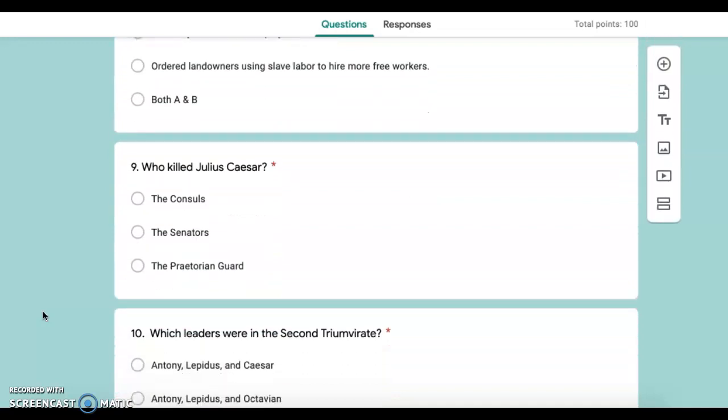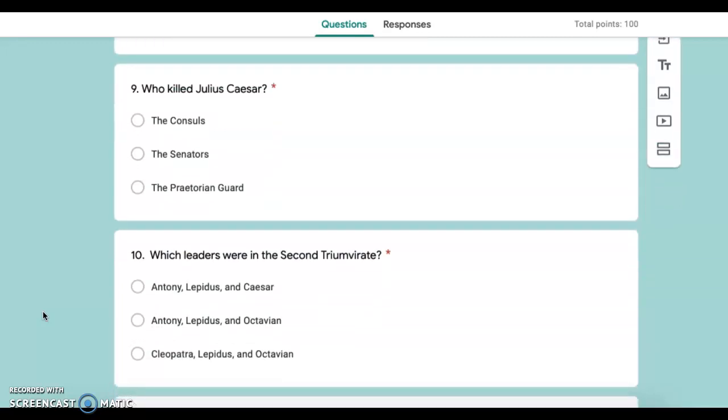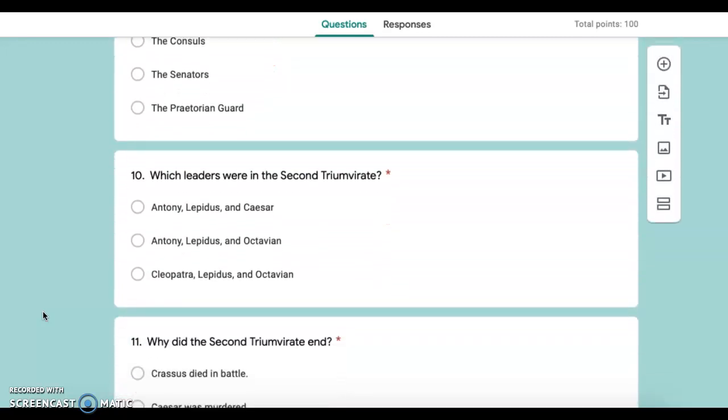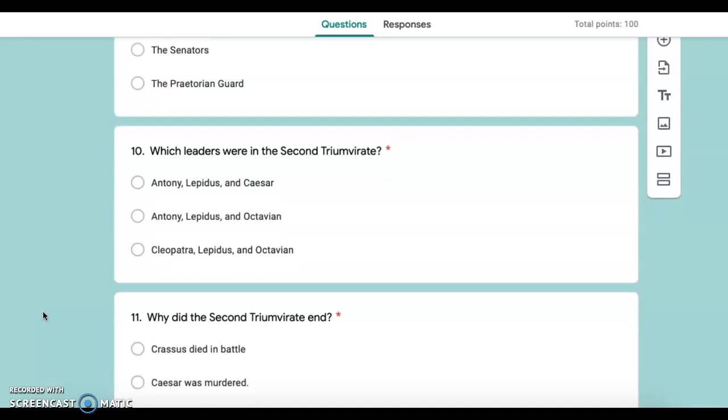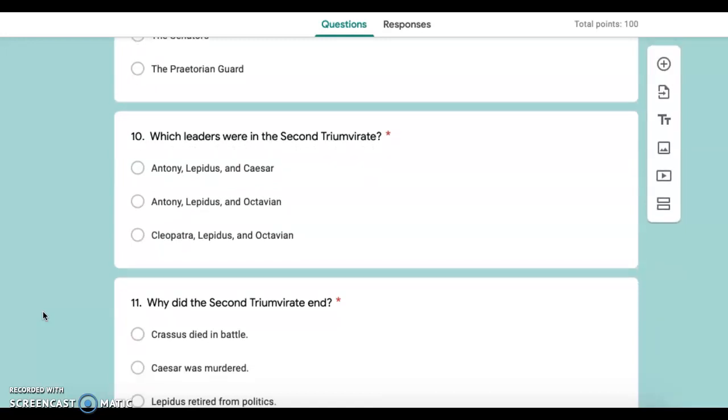Number 9. Who killed Julius Caesar? The consuls, the senators, the Praetorian Guard? Number 10. Which leaders were in the second triumvirate? Antony, Lepidus, and Caesar? Antony, Lepidus, and Octavian? Or Cleopatra, Lepidus, and Octavian?